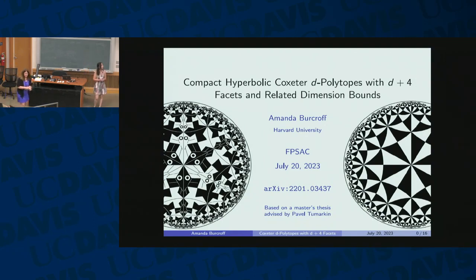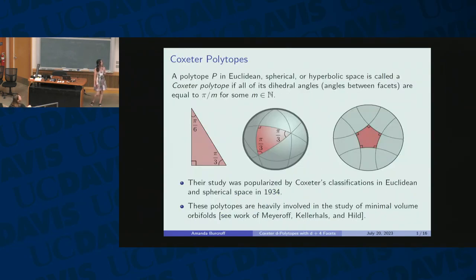Thank you. Today I will be telling you about some polytopes that have very nice group theoretic properties called Coxeter polytopes. The work that I'll be talking on is part of my master's thesis, which was supervised by Pavel Tumarkin. So what is a Coxeter polytope?